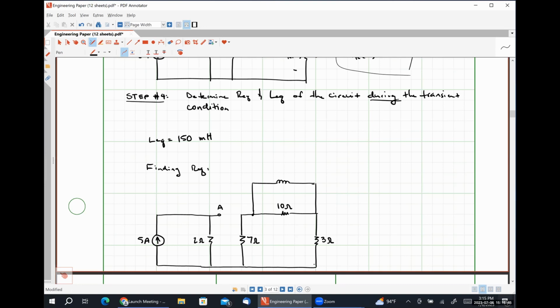Because I'm finding the equivalent resistance seen by the inductor, I take the inductor out and I look in through the terminals left behind by the inductor at a dead network. So we are literally just finding the Thevenin equivalent resistance seen by the inductance. So what do I see? Well, I see 10 ohms in parallel with 3 in series with 7. Which is 10 in parallel with 10, or 5 ohms.